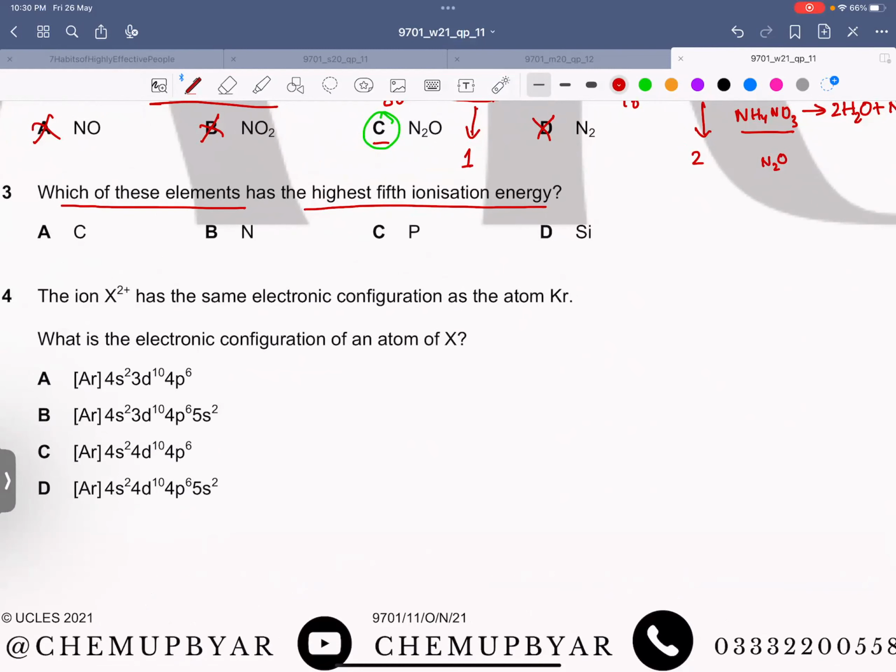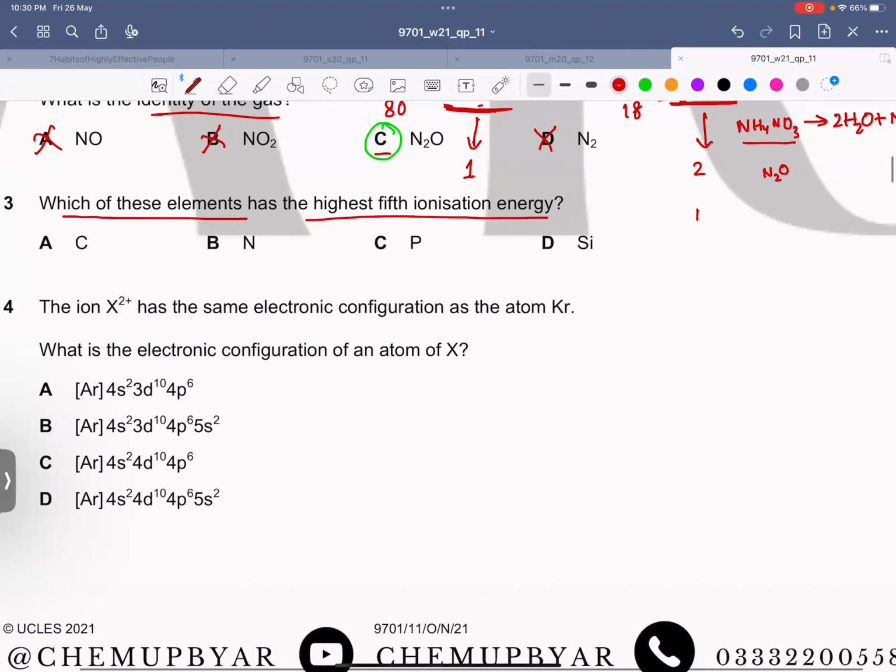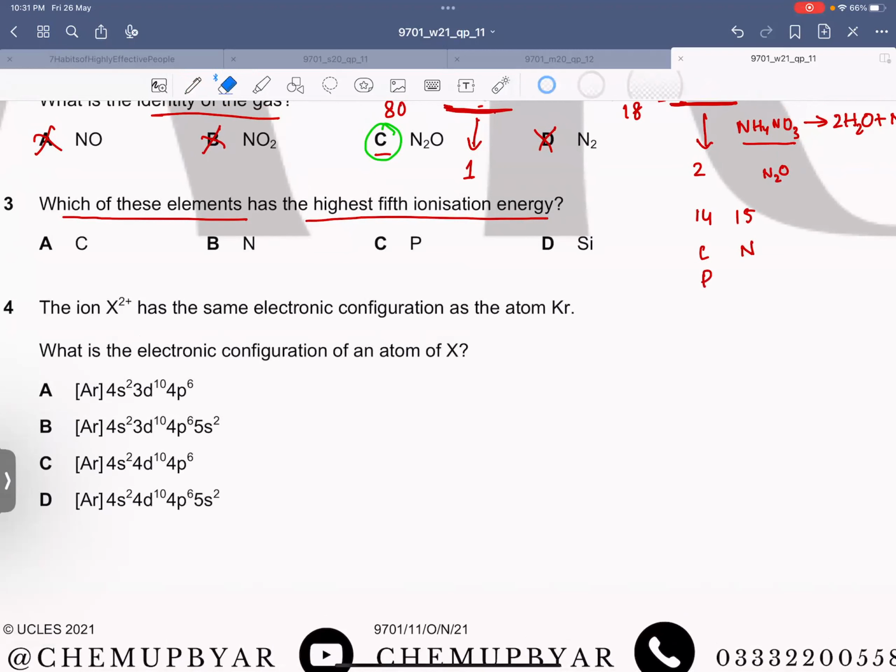So if you look, you will find them in the periodic table. There is group 14 and group 15. In group 14, there is carbon over here and nitrogen over here. And then there is silicon over here and phosphorus over here.